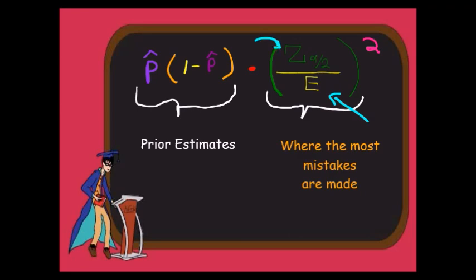Now every single one of these components will be given to you in one way, shape, or form. For instance, the E is known as the amount of error, the Z sub alpha over 2 is the critical value, and the P hat is obviously a prior estimate. All these parts were given to you, but we're going to talk about that more in depth in just a few seconds. Take a moment, write this formula down because you're going to want it.